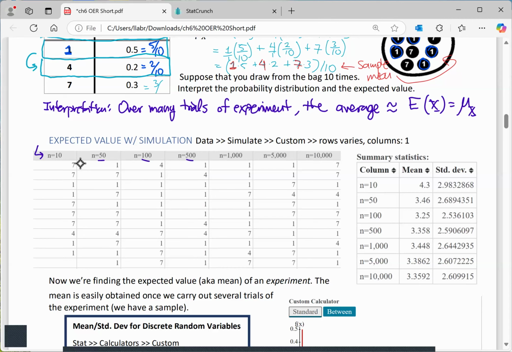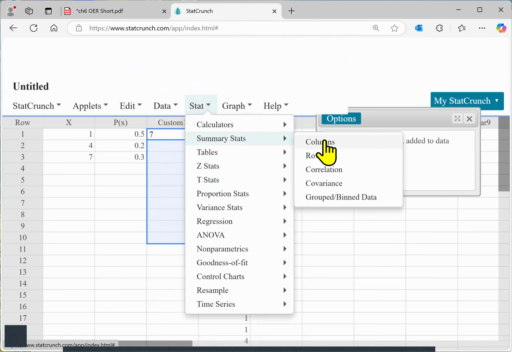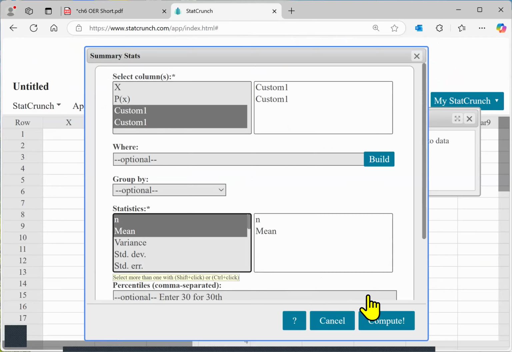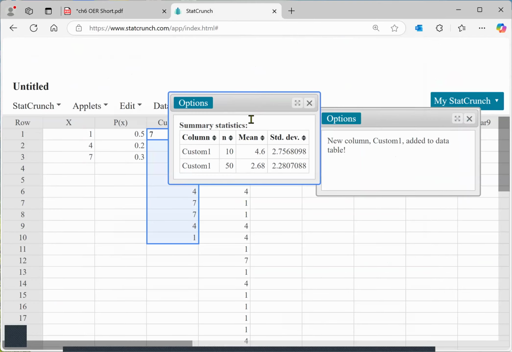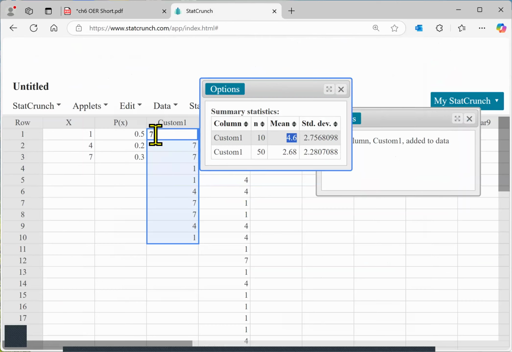So here I did it myself when I wrote the notes, and I did it for 10 times, 50, then 100, 500, 1,000, 5,000, and finally 10,000 times. And then I went ahead and just simply recorded the statistics. Remember, we can get that by going to stats, summary stats, columns. You select the columns that you want. And really, I'm just interested in the size, mean, and standard deviation. And here's what I observed, that when I did 10 trials of this, the average value that I got on the ball was 4.6. The next time that I did it, when it was 50 times, I observed an average of 2.68.